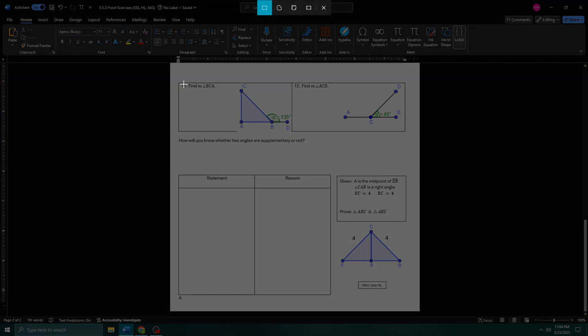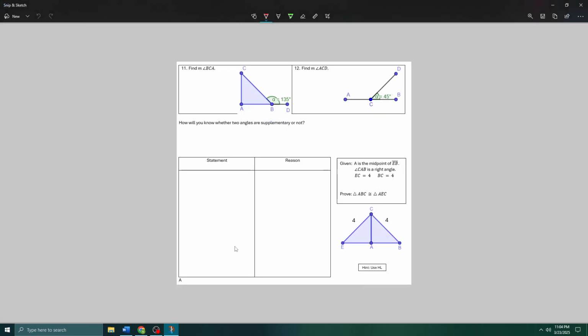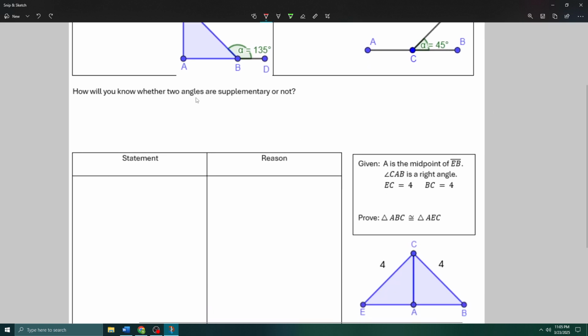11 and 12 are actually pretty self-explanatory. It's pretty much review. Sorry, I don't know what that A is doing down there at the bottom. I'll get rid of that before I print this. Find the measure of angle BCA. So when I'm trying to find that, you guys should all know by now I'm trying to find this angle. There's a few ways to find it. And ACD is actually very simple. This is very much review. Okay? And then you answer this question, of course. How do we know if two angles are supplementary? That's actually a little bit harder to answer.